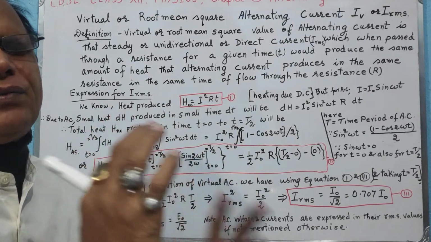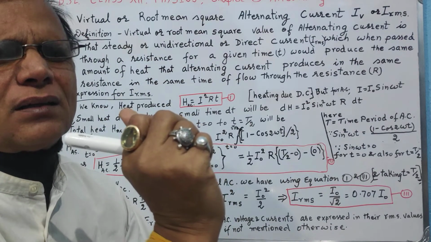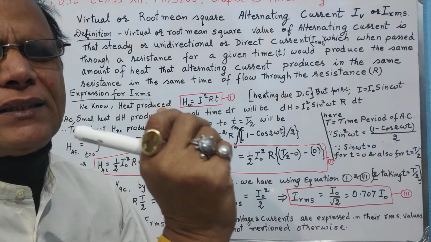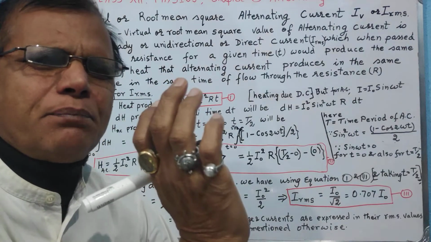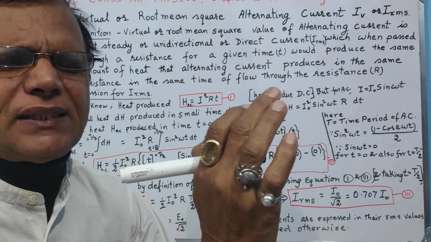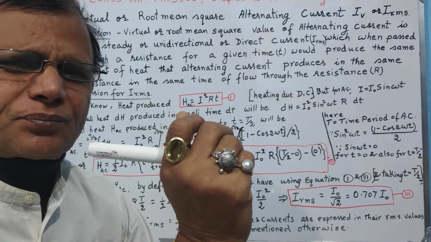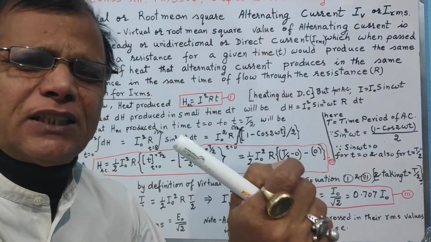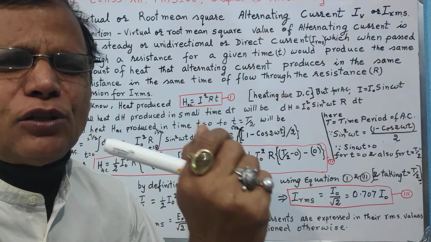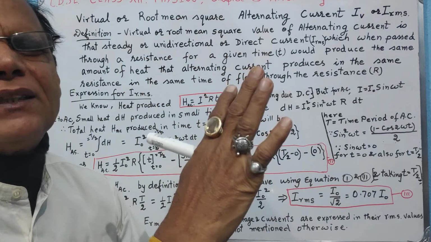Means we want to find the equivalent amount of heat which the AC current is producing in terms of DC current. Means say for example 5 ampere of current is producing some heat while flowing through a resistance for a given time, then whatever AC current produces the same heat when flowing through the same resistance for the same time, then that value of DC will be the root mean value of AC, that is the equivalent of that AC current.